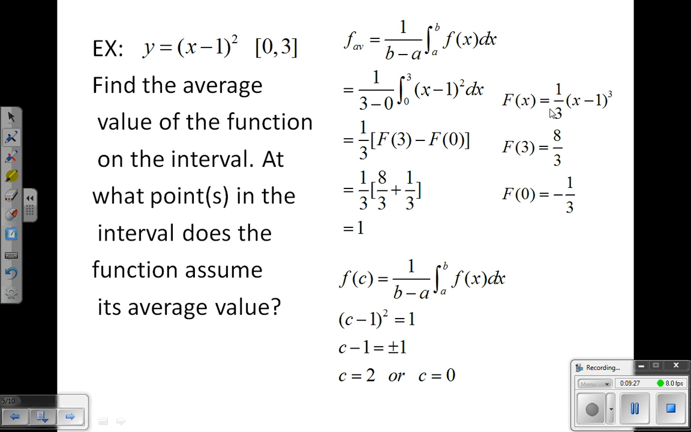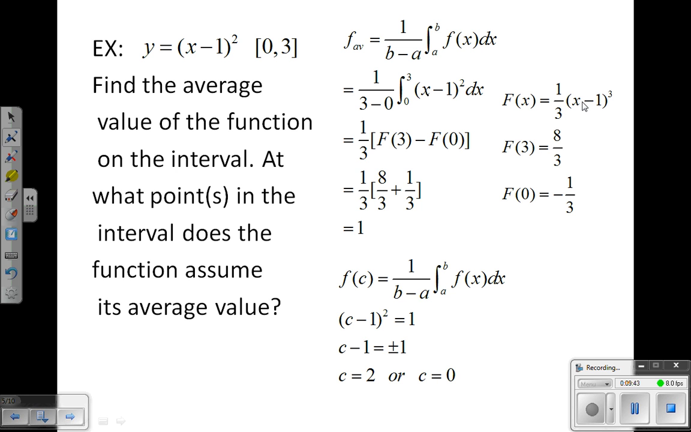You can see the 1/3 out in front. There's no chain rule that would have occurred because, again, the coefficient of x is 1. So my chain would have just been a 1. So if you want to check and make sure that you did your antiderivative correctly, you just sit there and take the derivative of what you think is the integral.